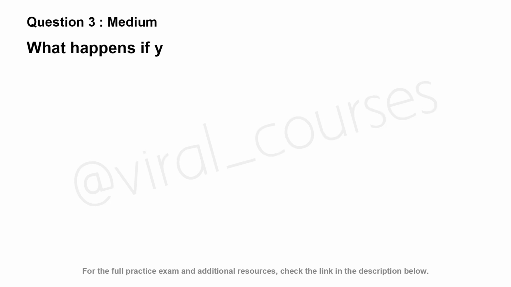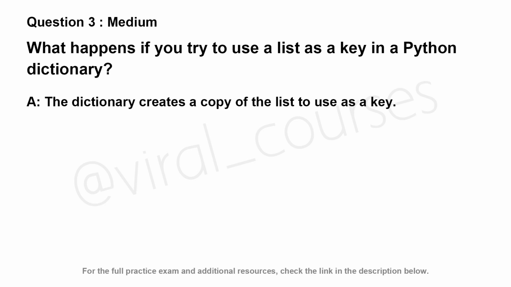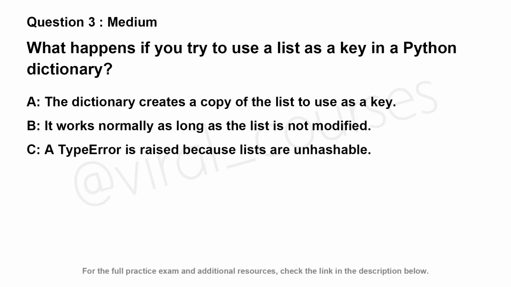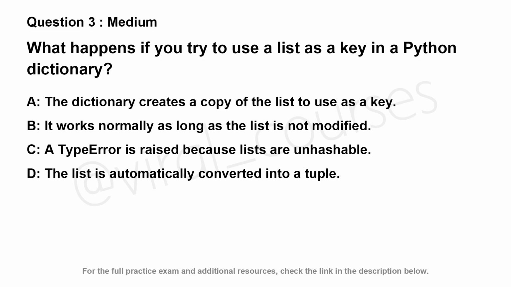What happens if you try to use a list as a key in a Python dictionary? Option A, the dictionary creates a copy of the list to use as a key. Option B, it works normally as long as the list is not modified. Option C, a type error is raised because lists are unhashable. Option D, the list is automatically converted into a tuple.